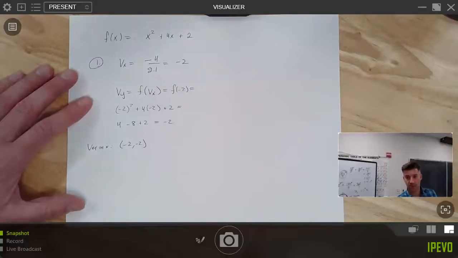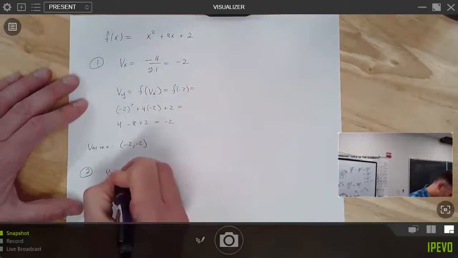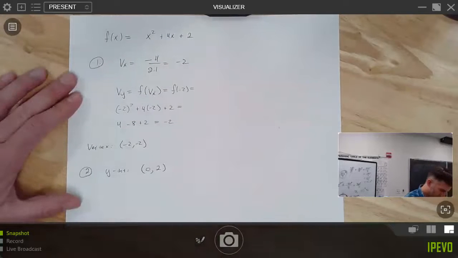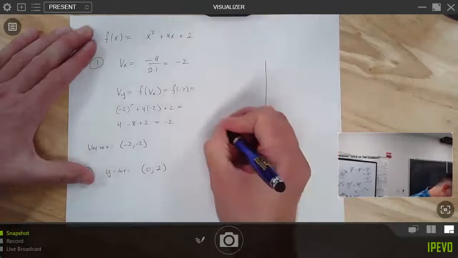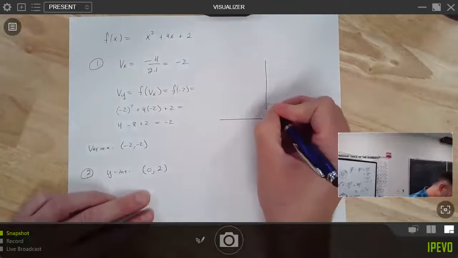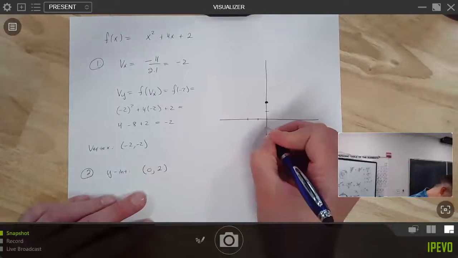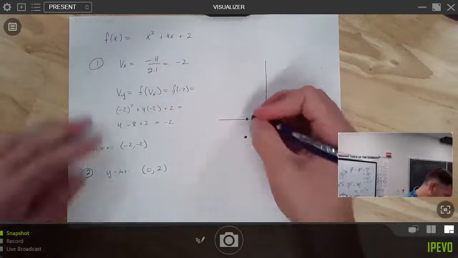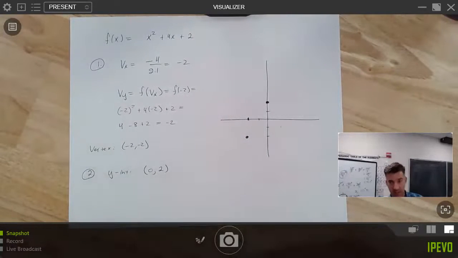How exciting. They're the same. Everything's 2 or negative 2. The y-intercept is going to be x is 0 and y is 0 plus 0 plus 2. Okay, so now I'm going to do my usual thing where I start graphing it before I think about the x-intercepts. My y-intercept is 0, 2, and my vertex is negative 2, negative 2. So I can definitely see that I'm going to have x-intercepts because my vertex is below the x-axis and it opens upwards.